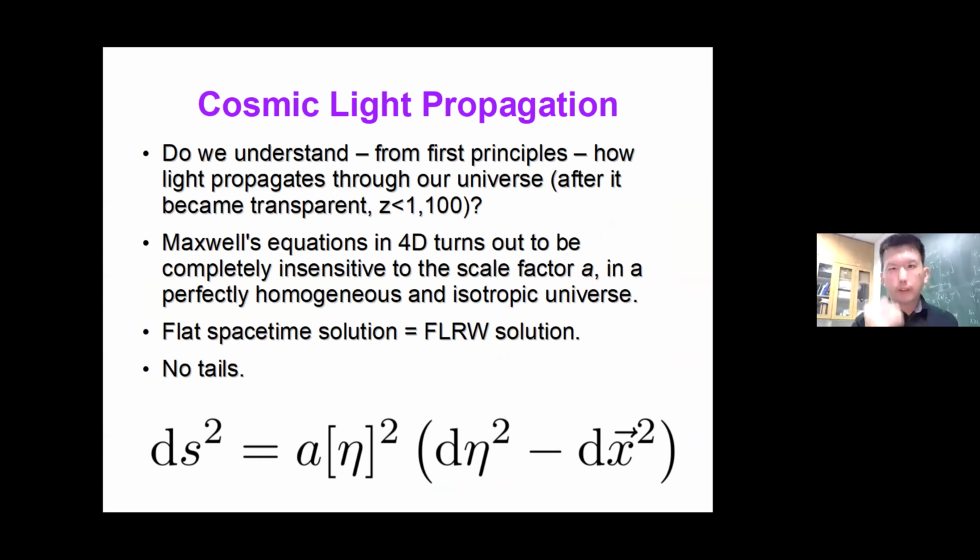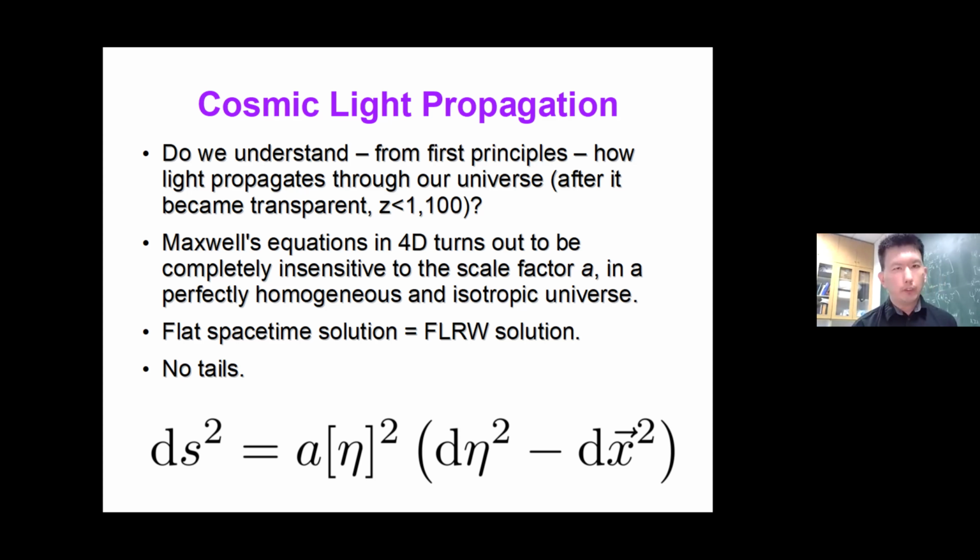work that I started with Glenn when I was still a PhD student here at Case. And the basic question here is whether we understand from first principles how light propagates through our universe after it became transparent, meaning below a redshift of roughly 1,000.